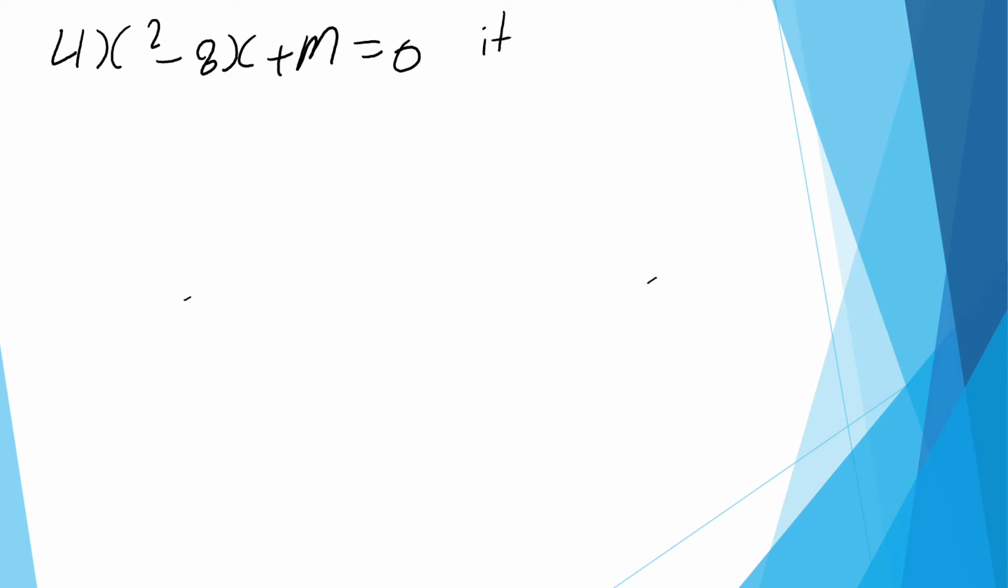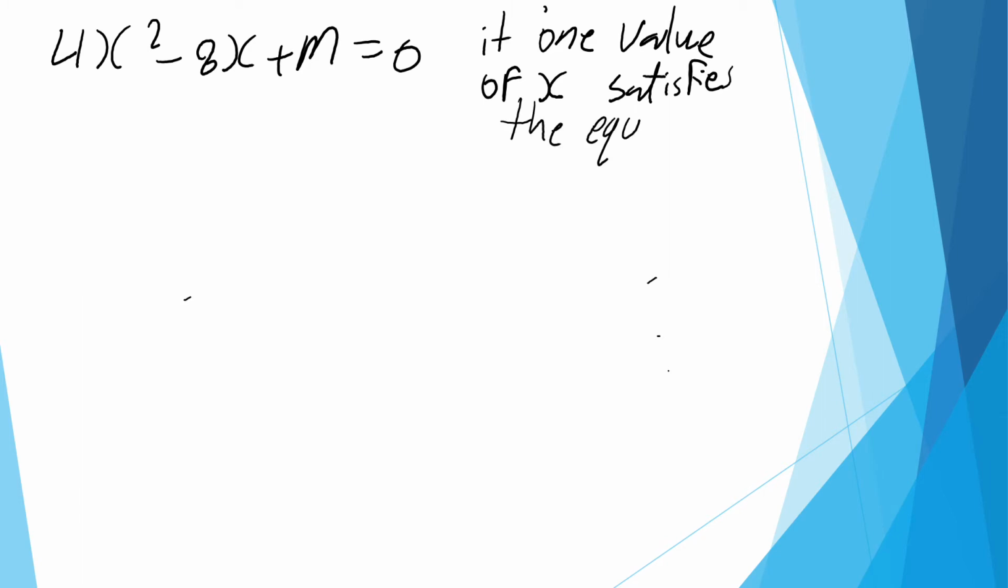Now let's take some applications. For example, if we have 4x squared minus 8x plus m equals 0, they tell you that this quadratic equation has only one solution. So only one value of x satisfies the equation. One value of x satisfying the equation means one solution. Satisfying the equation means solutions or roots.